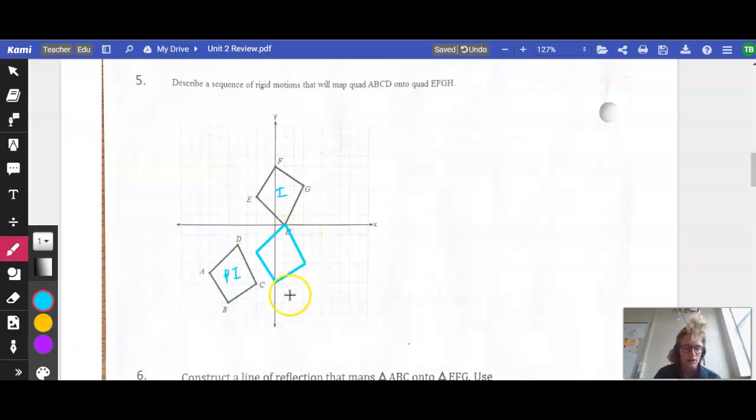So, now it's time to name it. A becomes A prime. B becomes B prime. C becomes C prime. And D becomes H. I could call it D prime if I wanted to, but it's already got a name, H. So that was a translation, 5 to the right, 2 up. And it took A, B, C, D and made it A prime, B prime, C prime, H.